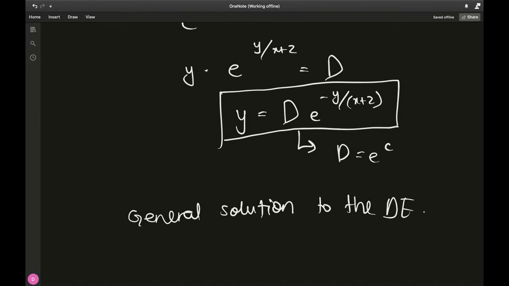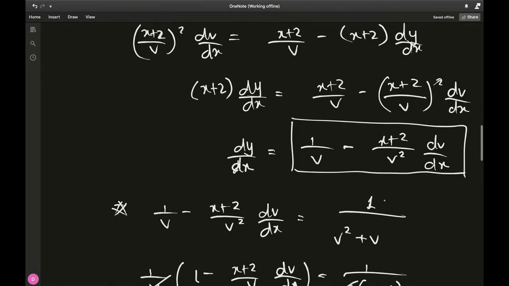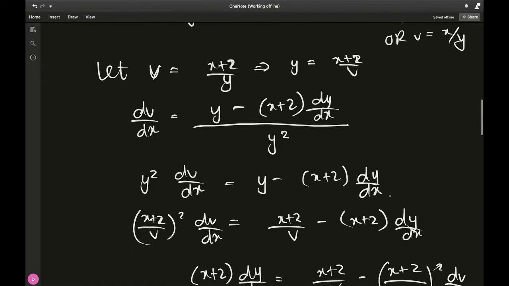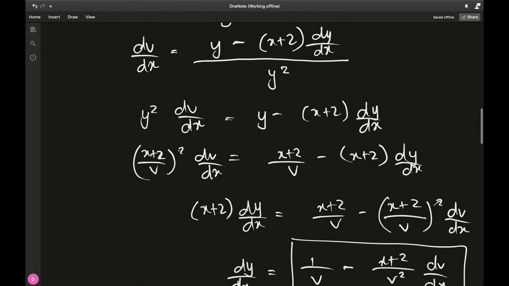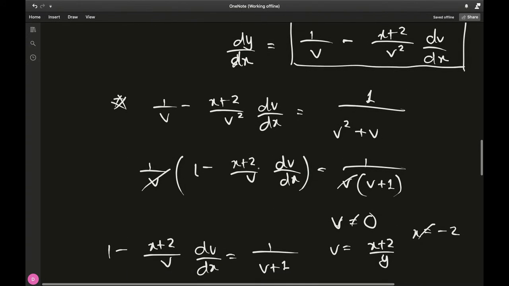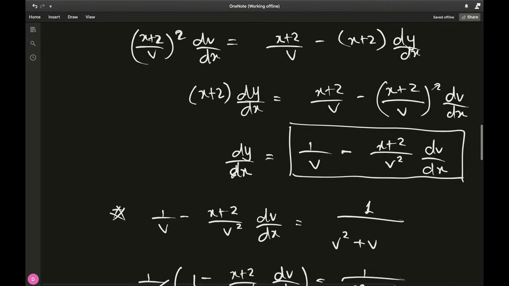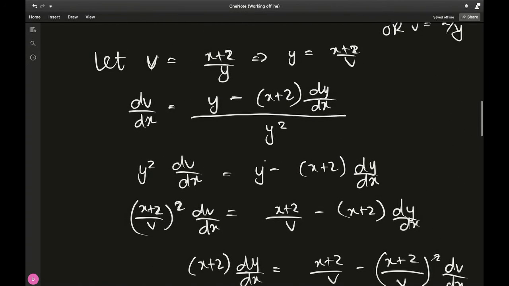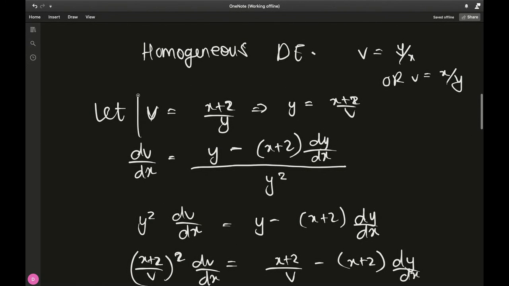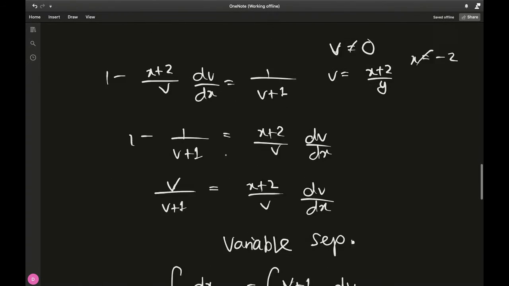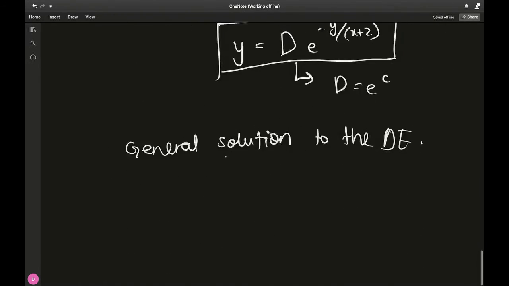And it wasn't much work actually. If you look back, the only striking and the most important part of solving this differential equation was actually this substitution over here, letting v equal x plus 2 over y, and all these things just followed naturally as a consequence of that.